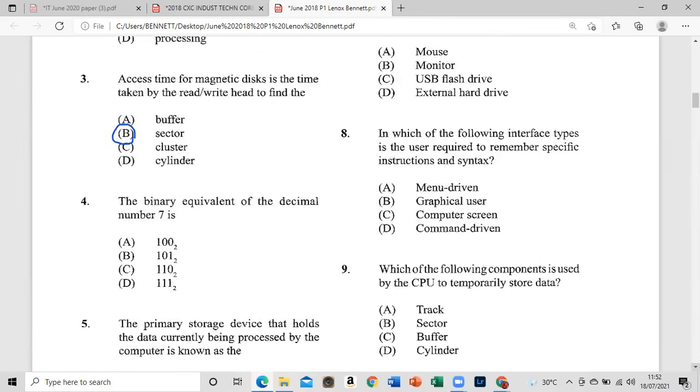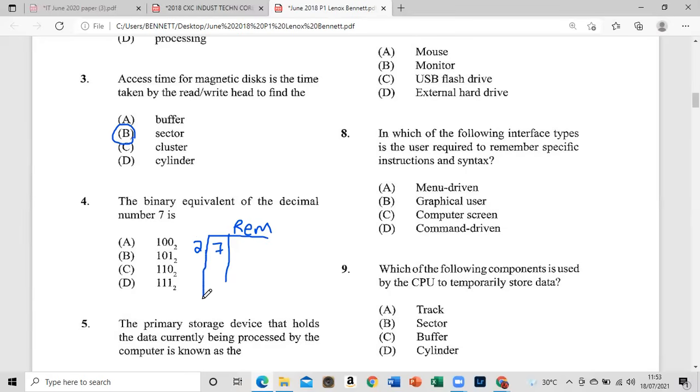The binary equivalent of the decimal number 7 is... just work out that one there. By the way, guys, I will be having a conversion marathon, so look out for that. I will be live, no premiere, the last day before the exam. I'm going to do from binary, base 2 to base 10, and so on.